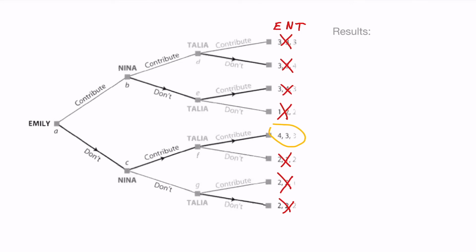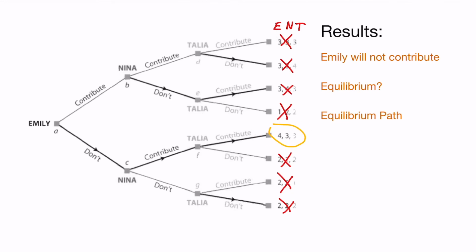So, what are the results? First of all, we can say that Emily will not contribute. Also, what is the equilibrium? By the way, generally speaking, equilibrium mostly means the optimal strategy for all players. Let's write the equilibrium path. The equilibrium path basically tells us the way that goes to the equilibrium. Then, the equilibrium path is DCC. D for Emily, C for Nina, and again, C for Talia. Be careful here, only Emily gets 4 points while others get 3. Why is that? Because Emily decides first.